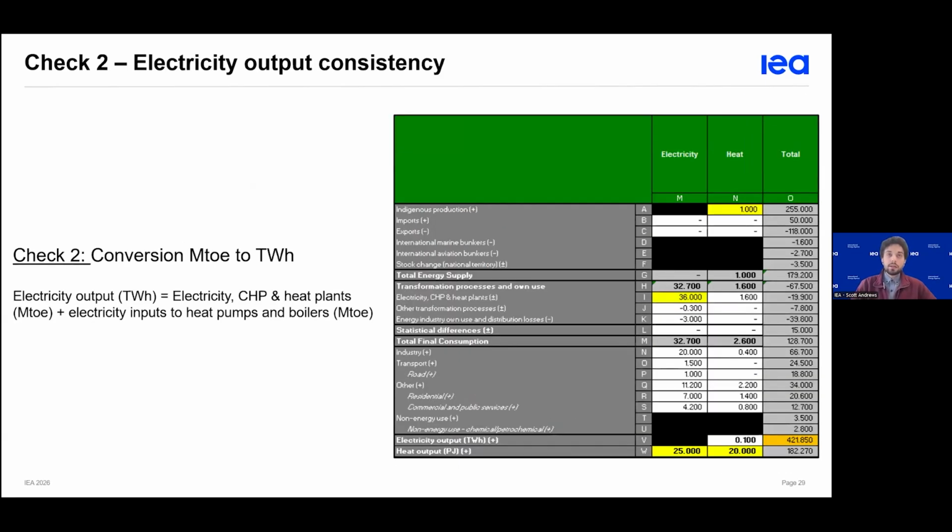The second check is just to make sure that where electricity output is reported specifically, it is reported in the main balance, which is in 2 places, just to make sure that those 2 match. And while it does this, it also checks accounting. It checks that the electricity input for boilers and heat pumps is also reported correctly in some of the yellow cells there. And again, like for all of this, if more details are needed, always reference the compiler's guide as well.